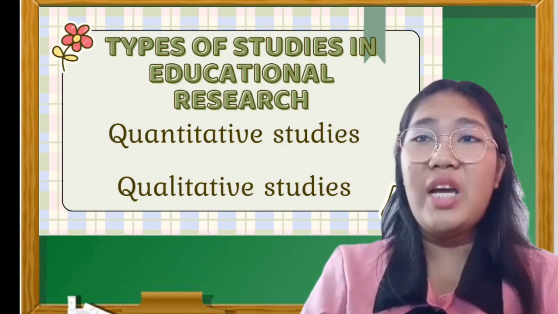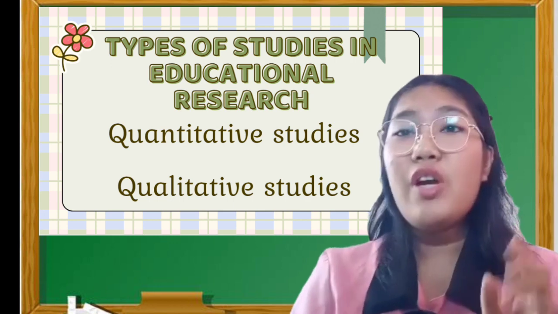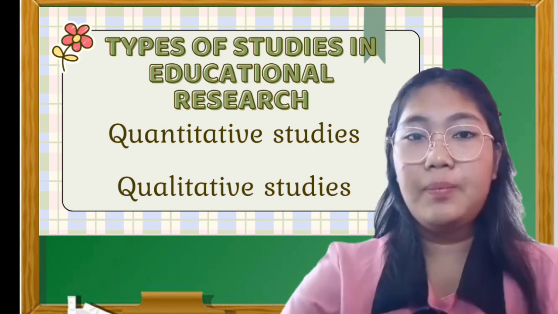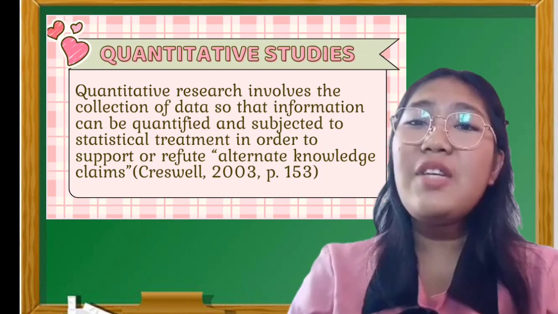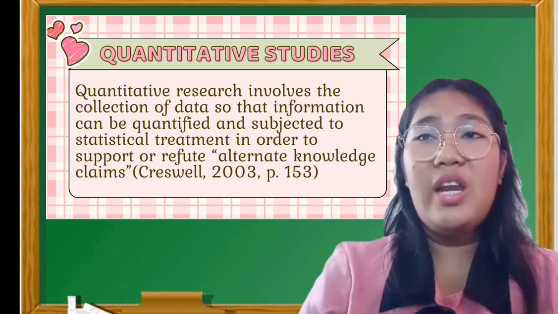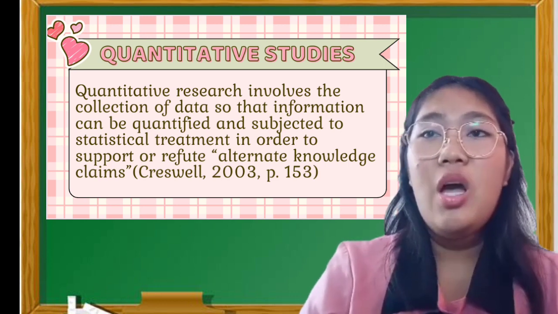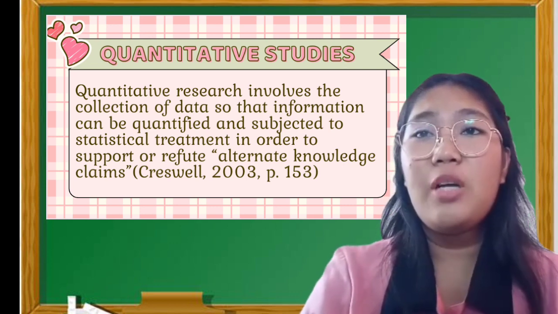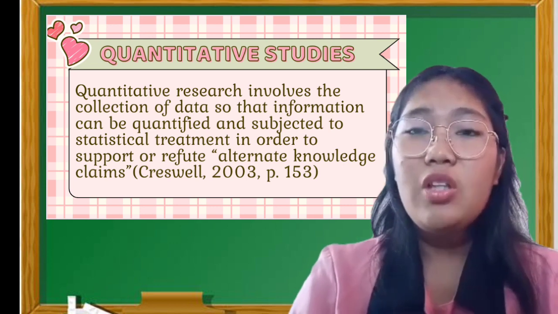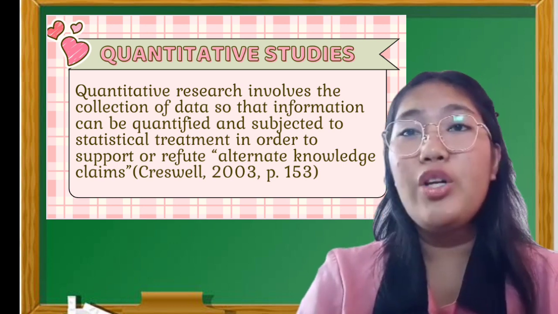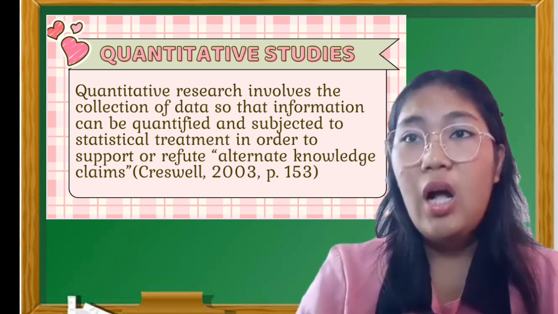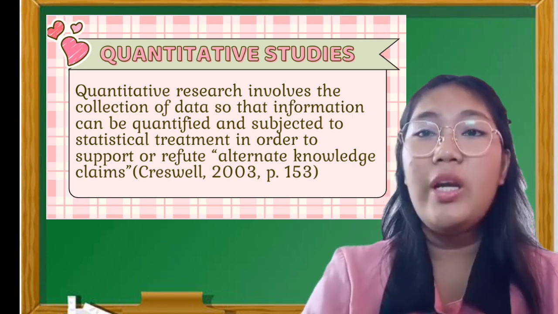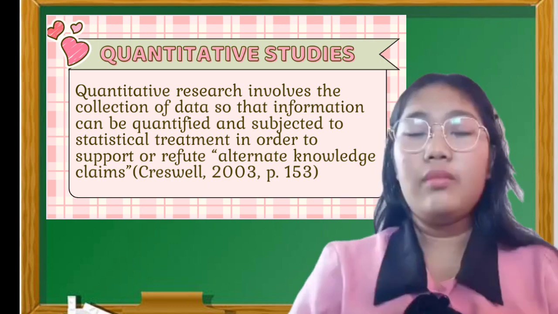So there are types of studies in educational research. The first one is quantitative studies, and the other is qualitative studies. Quantitative research involves the collection of data so that the information can be quantified and subjected to statistical treatment in order to support or refute alternate knowledge claims, by Creswell in 2003, page 153.